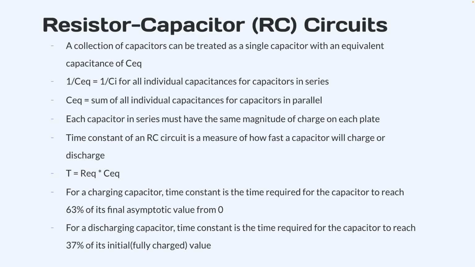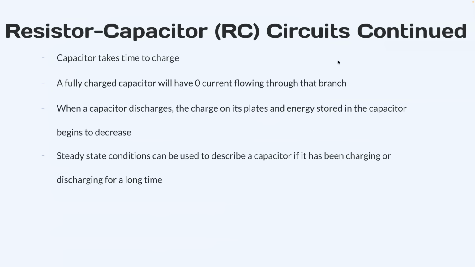The time constant for an RC circuit is a measure of how fast the capacitor will charge or discharge. So the time constant, tau, is equal to R equivalent times C equivalent, the equivalent resistance times the equivalent capacitance. For a charging capacitor, the time constant is the time required for the capacitor to reach 63% of its final asymptotic value from zero. For a discharging capacitor, the time constant is the time required for the capacitor to reach 37% of its initial value, which is the fully charged value.